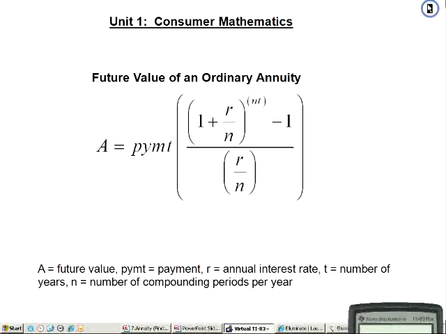The formula for the future value of an ordinary annuity is A equals your payment times, in the parentheses, a fraction. Upstairs we have 1 plus r over n to the nt minus 1, and in the denominator we have r over n. A is the future value, PYMT is your periodic payment, r is your annual interest rate, t is the number of years, and n is the number of compounding periods per year. Let's look at an example.